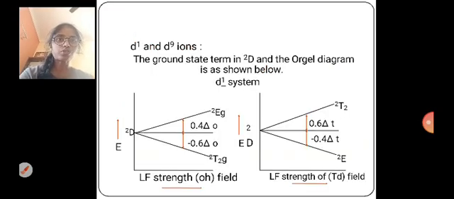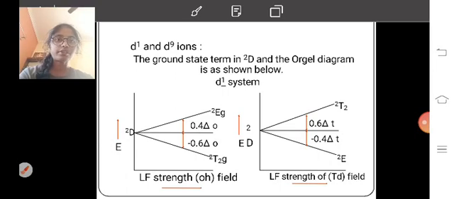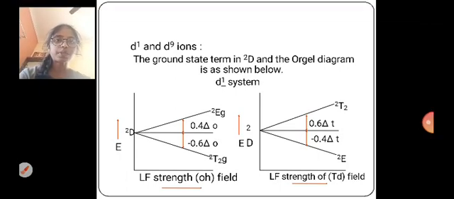D1 and D9 ions, the ground state term is 2D, and the orbital diagram is as shown here. The D1 system will have a 2D ground state term, and the energy difference is as shown here. The electronic transition will take place from T2g to Eg in octahedral field and E to T2 in tetrahedral field.